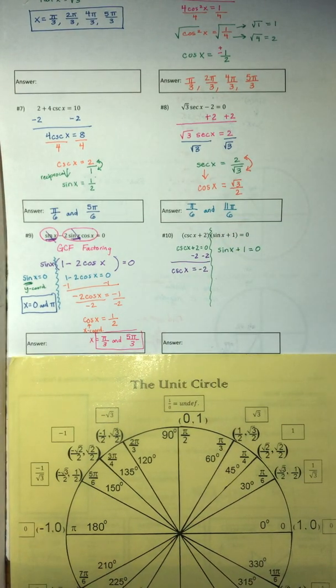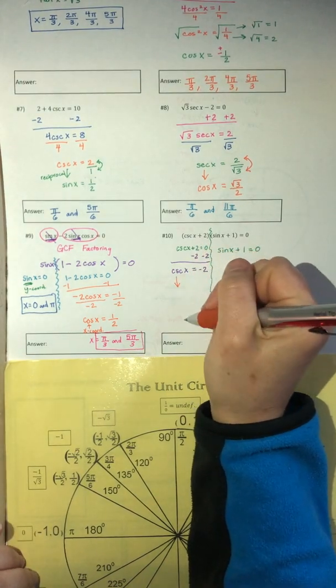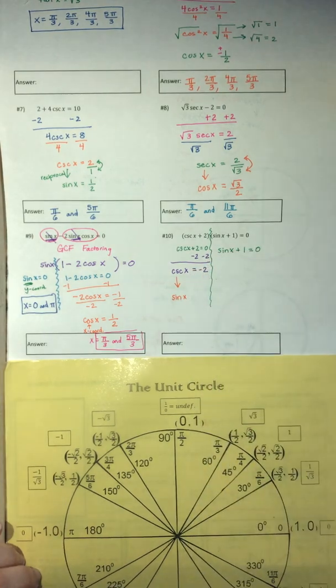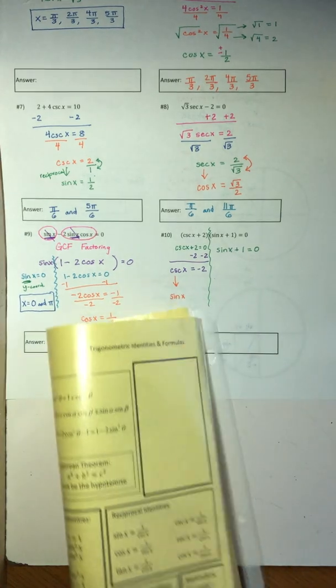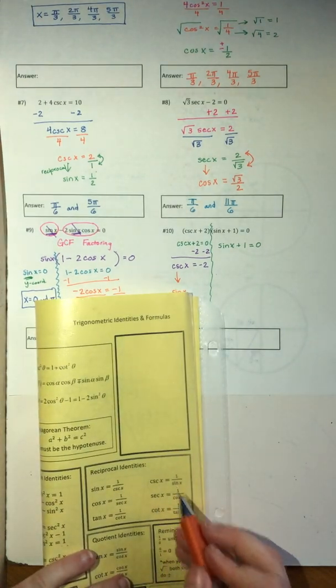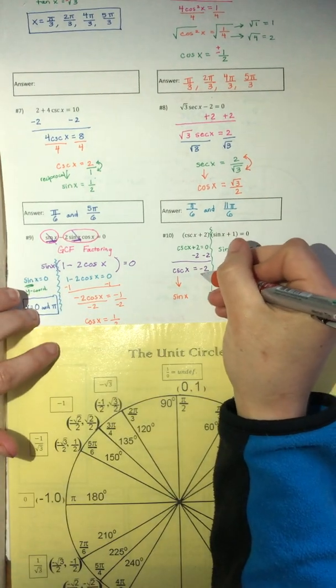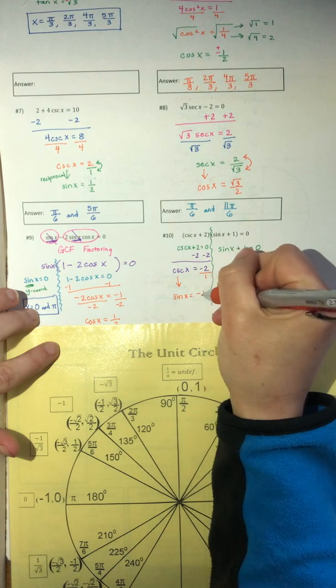And once again, cosecant is not on the unit circle. So what's the reciprocal of cosecant? It is sine. And if you don't know that, it's located on the formula page right here. Cosecant becomes sine. And then I have to flip a -2. Secretly under a -2 is a 1. So we're going to flip it and we get a -1/2.